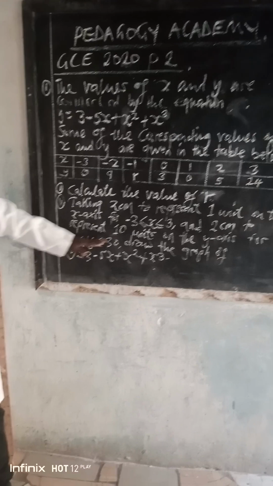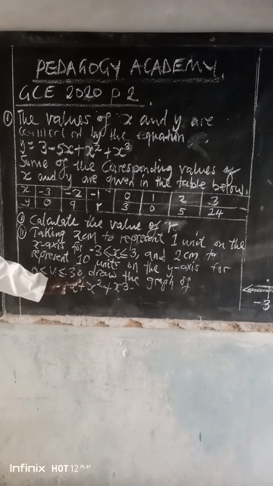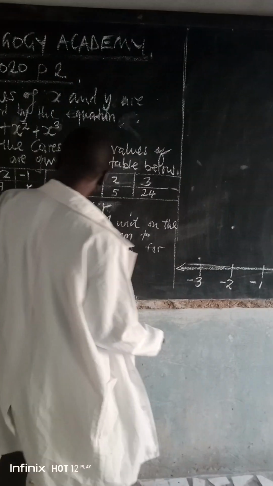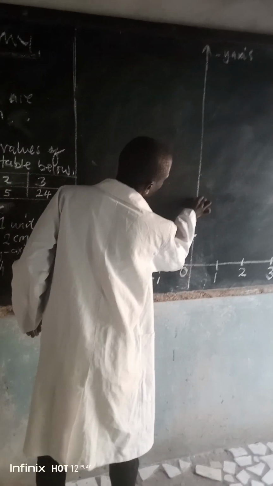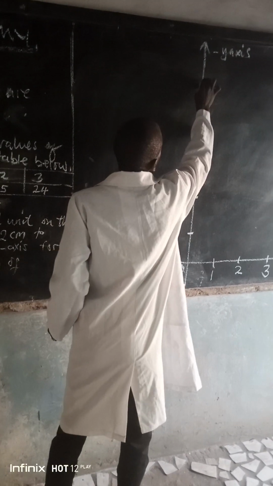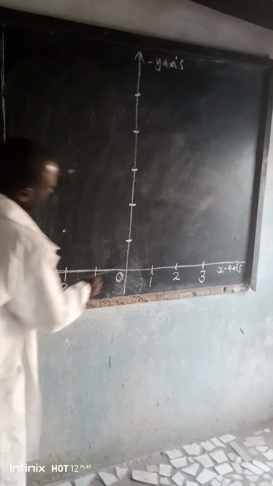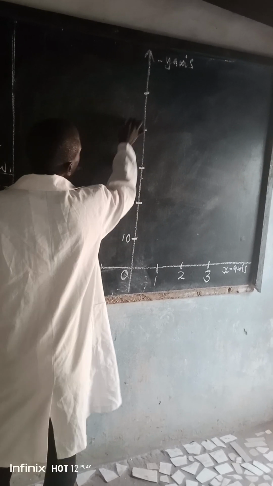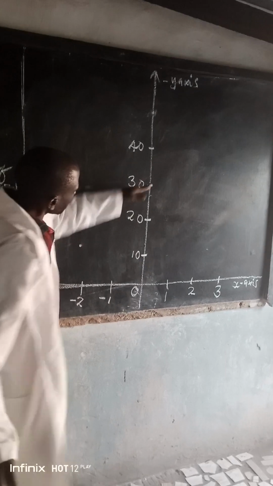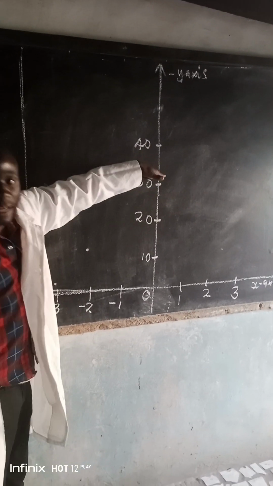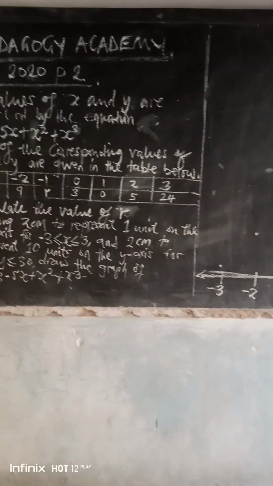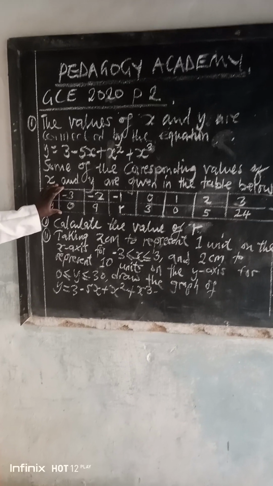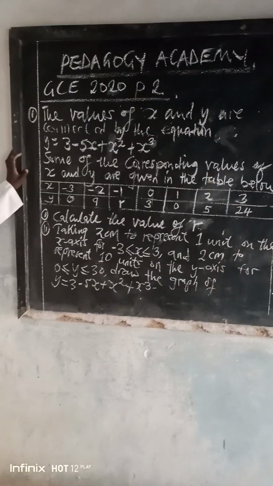And then 2 centimeters also on the y-axis to have 10 units up to 30. So they are going to have 2 centimeters there, with 10, 20, 30. You can go on, since we have been given up to 30 there. From there, you come back to this table. You are going to use these values to come up with the graph.